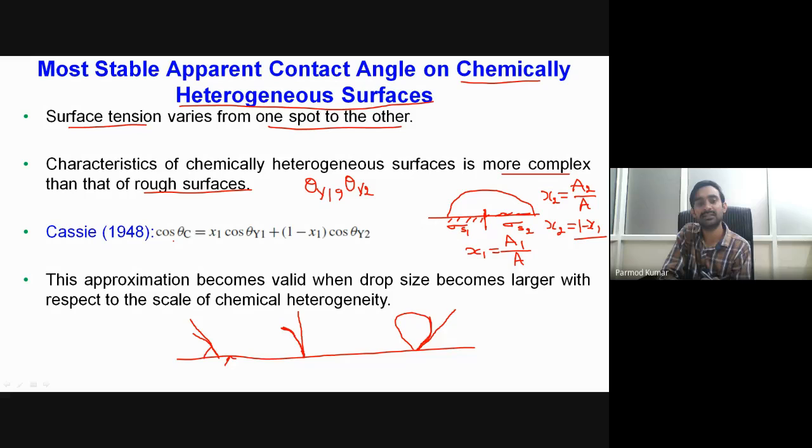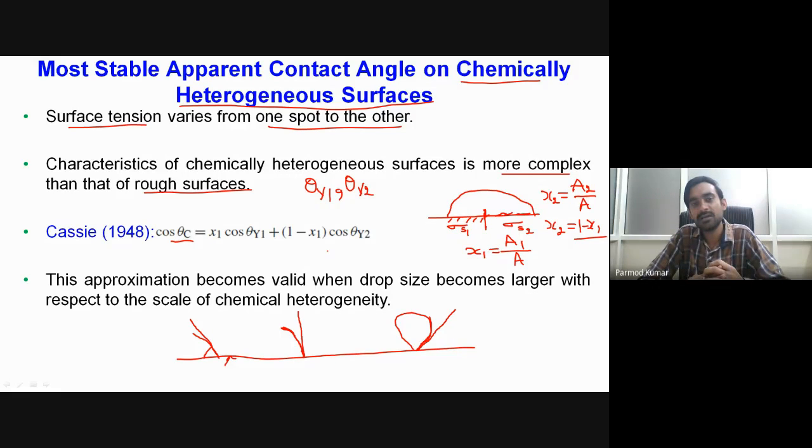So in the case of Cassie's equation, cos of theta c, the Cassie contact angle, is considered as nothing but the area fraction of the first type of surface chemistry times cos theta y1, plus the area fraction of the second type, which is 1 minus x1, times cos of theta y2. So this is how Cassie's equation represents the weighted average contact angle, and that weighted average is taken based on the area fraction of the droplet.